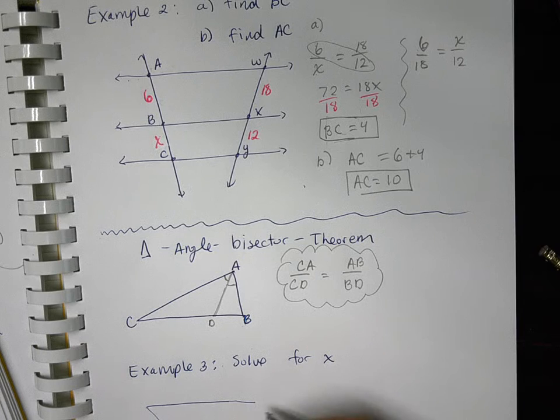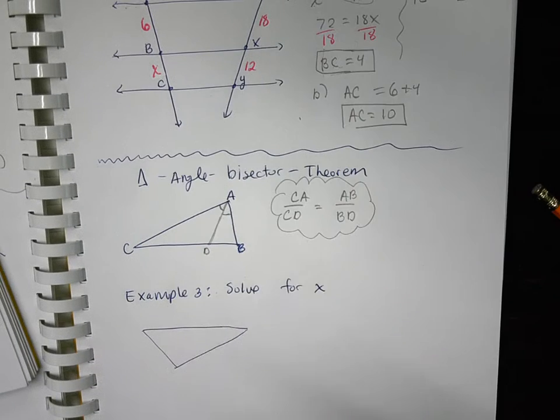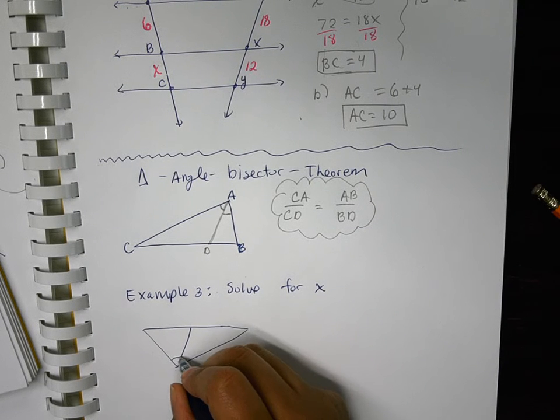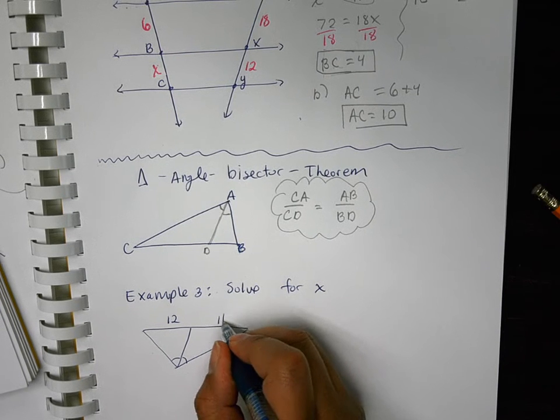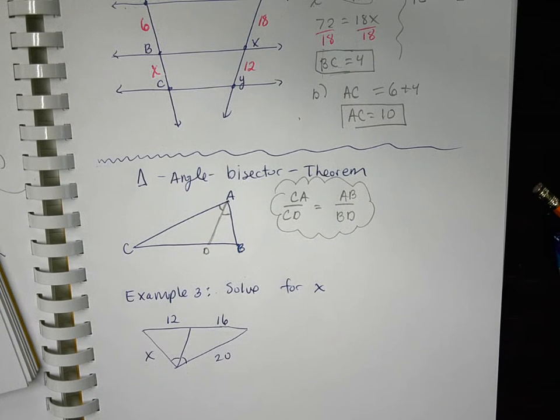Can you read it back? Okay. This is 12, this segment 16, this one is 20, and this is x. All right, I'm going to have you make your proportions and solve it on your own. If you're not sure how to make your proportion, you can ask someone in your group. Like what goes on top, what goes on the bottom.